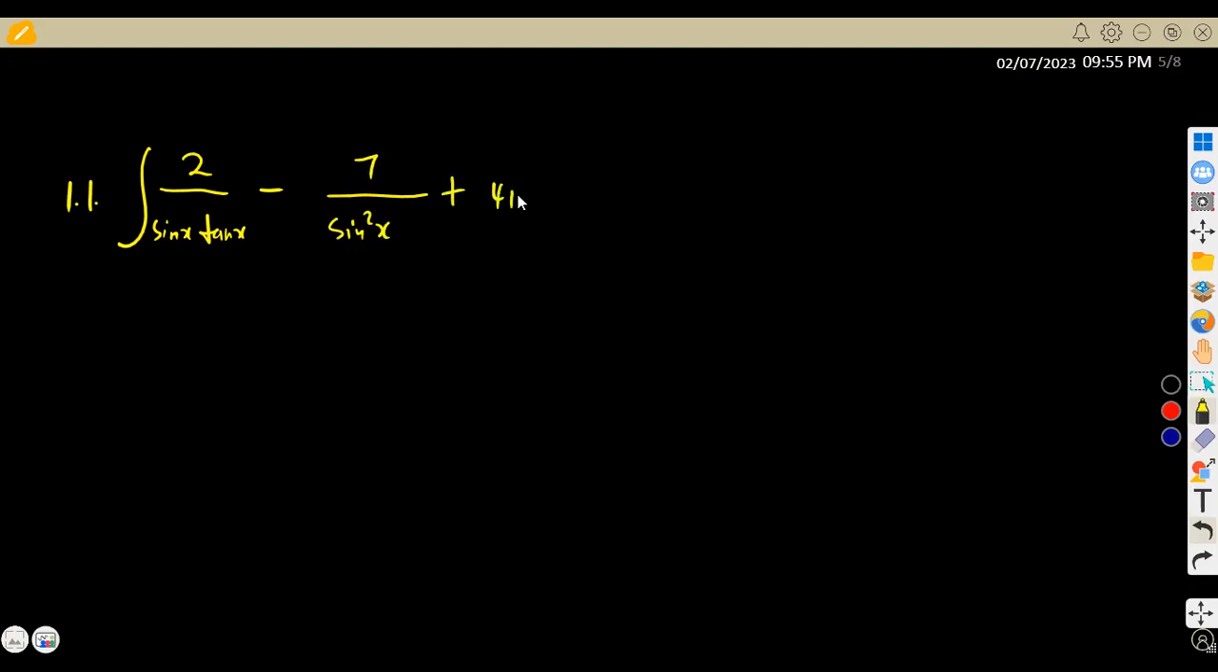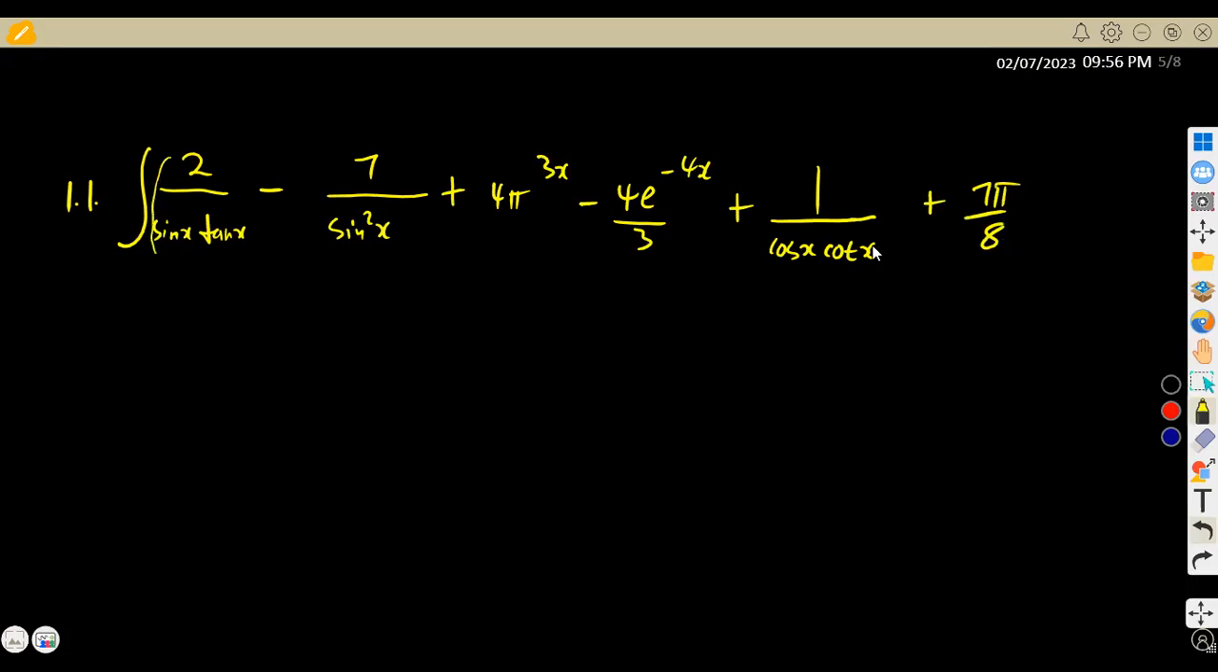Plus we are given 4 pi to the exponent of 3x minus 4 e to the exponent of -4x over 3 plus 1 over the cos of x, all right, then we've got cot x. Then plus 7 pi over 8. So this is what we're given to integrate the whole of this expression with respect to x.